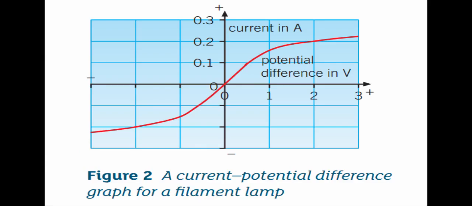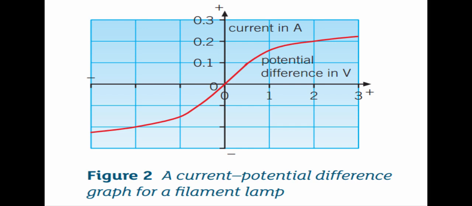Now let's see a current-potential difference graph for this filament lamp. The line curves away from the y-axis, so the current is not directly proportional to the potential difference. The filament lamp is a non-ohmic conductor. The equation of the resistance of an appliance is R equals V over I.